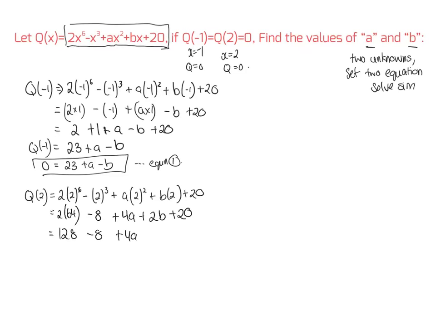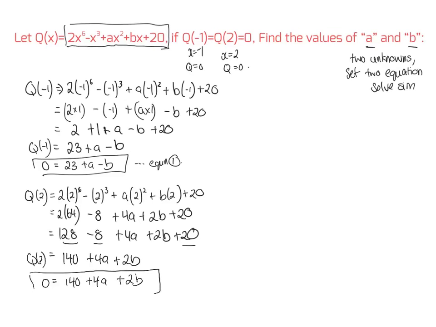So we're going to keep on simplifying. We group all like terms, so I'm going to end up with 140 plus 4a plus 2b. That's what q of 2 equals, but we know that it equals 0. So we've got 140 plus 4a plus 2b. Here we have equation 2.